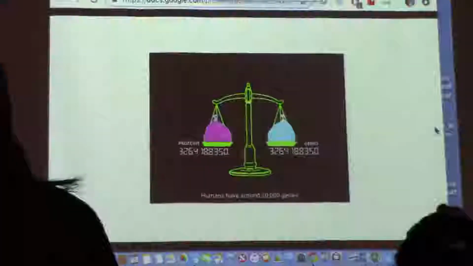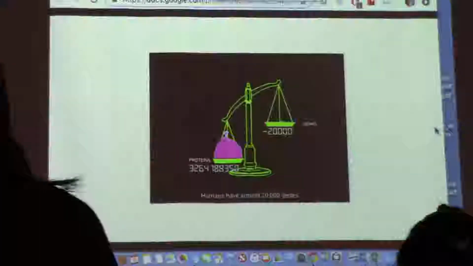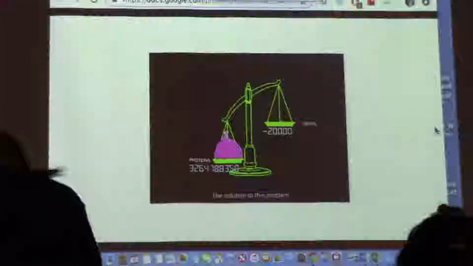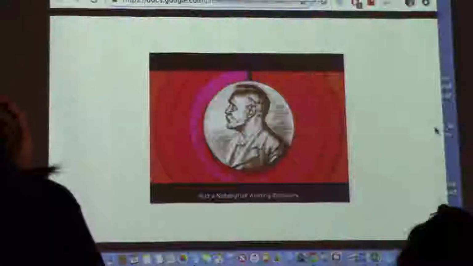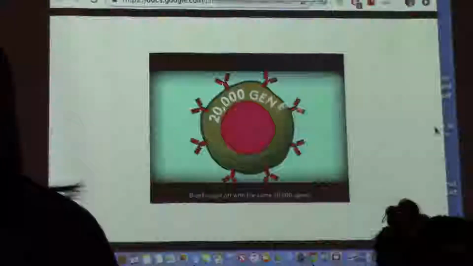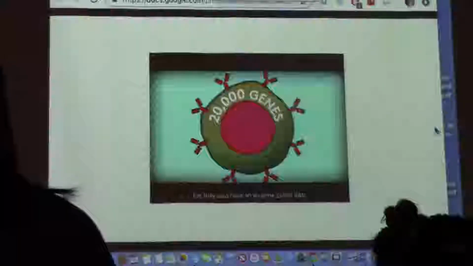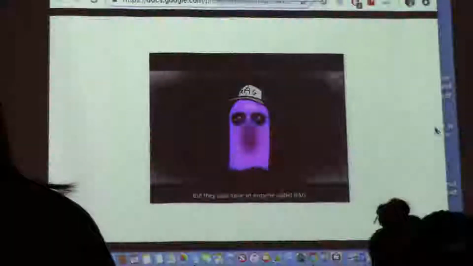Humans have around 20,000 genes. The solution to this problem was a Nobel Prize-winning discovery. Antibodies are made by B cells. Like every other cell, B cells start off with the same 20,000 genes. But they also have an enzyme called RAG.